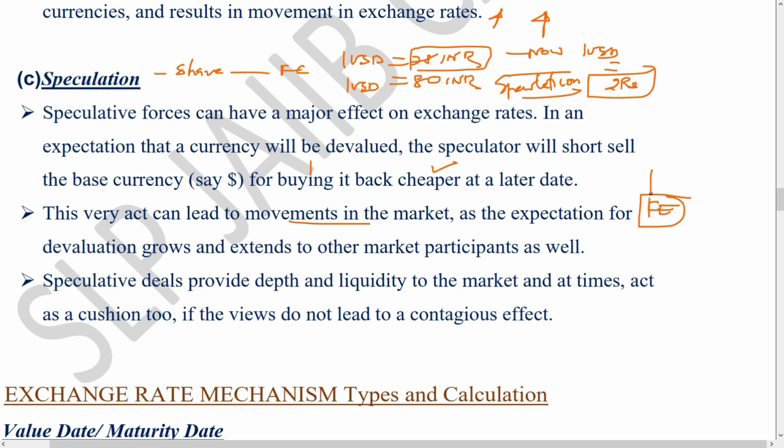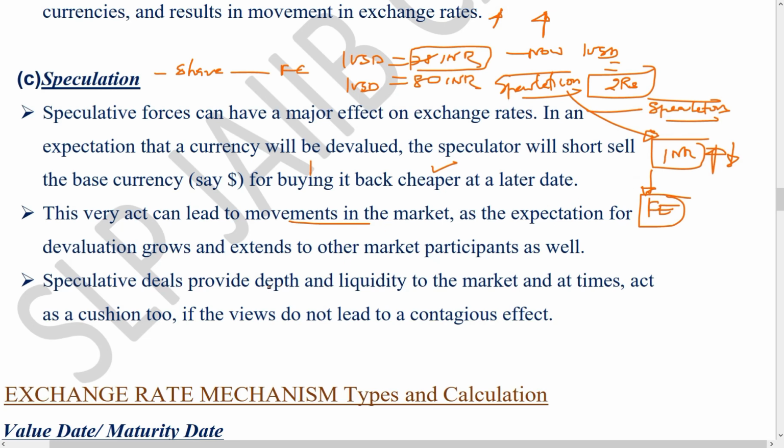If most people are buying Indian currency, suddenly Indian currency will get stronger because many people are purchasing. If many people are selling Indian currency, Indian currency will get weaker. It is the same concept, but here the purpose is just making profit. Speculators are not doing it for any import or export, but this itself is affecting the foreign exchange rate.